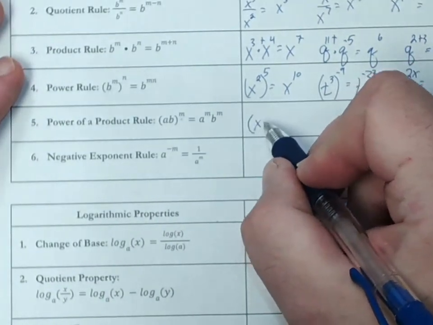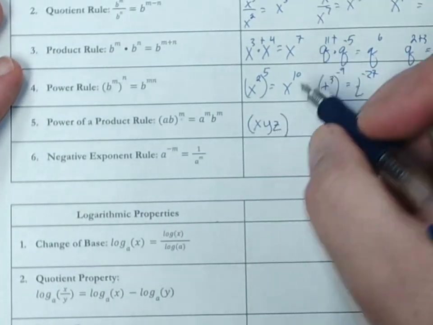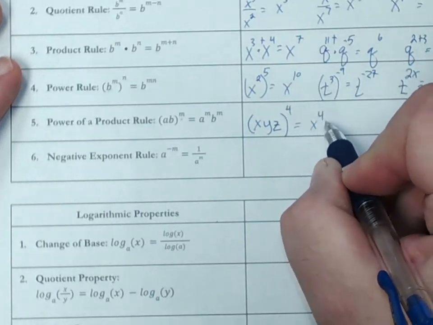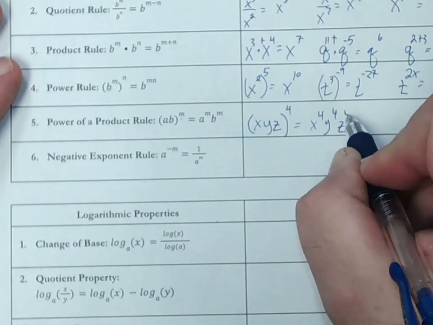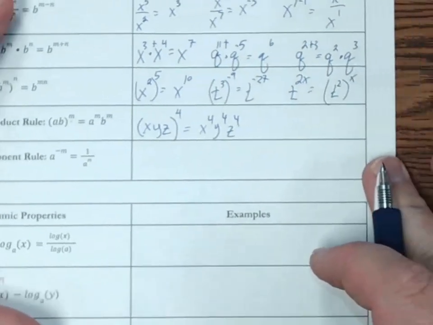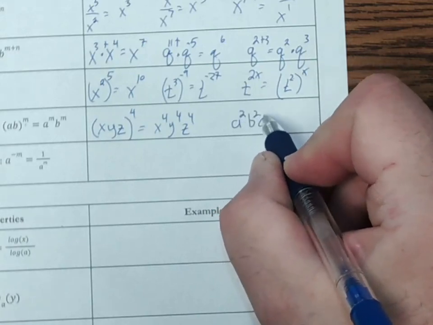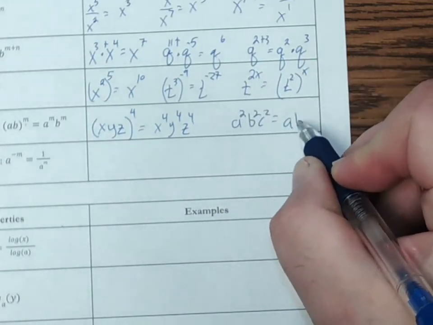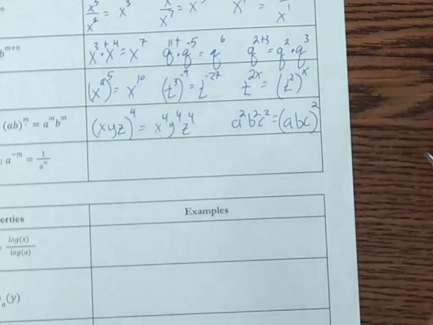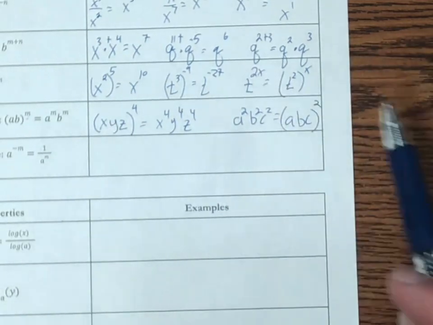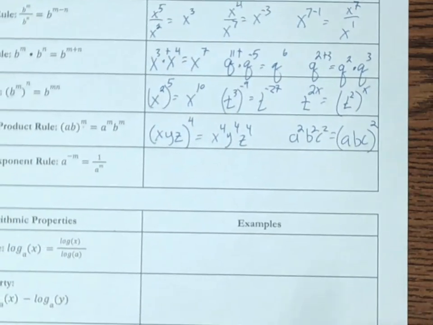So for example, if I have x, y, z raised to the 4th power, that's the same as x to the 4th, y to the 4th, z to the 4th. And the reverse is also true. Let's say that I had a squared, b squared, c squared. Well, I could write that as abc raised to the 2nd power. It works either way. And again, you will see examples of both of these in the notes and in the practice.